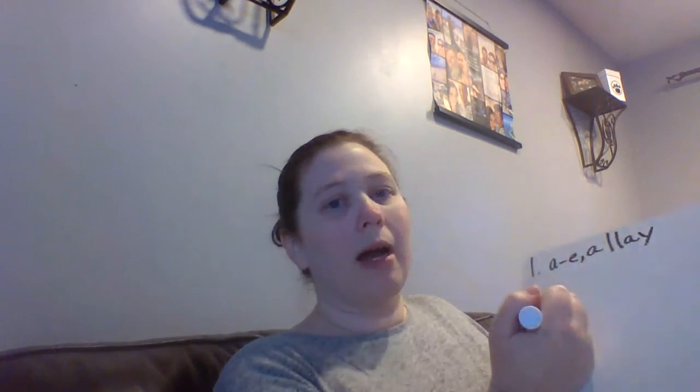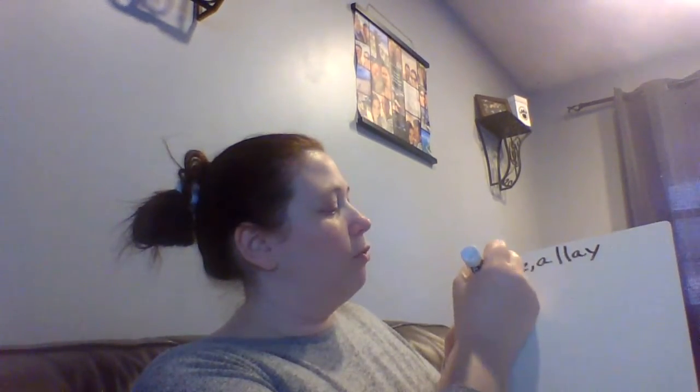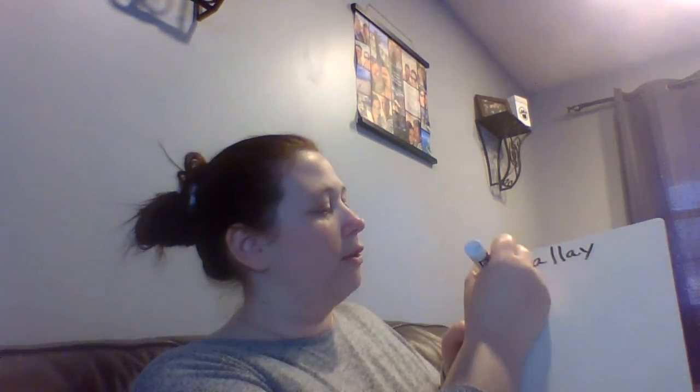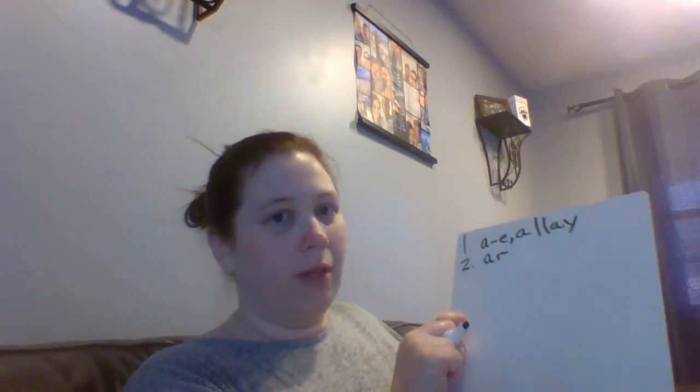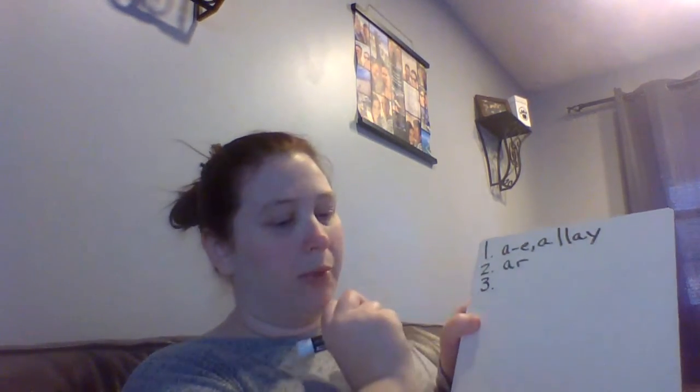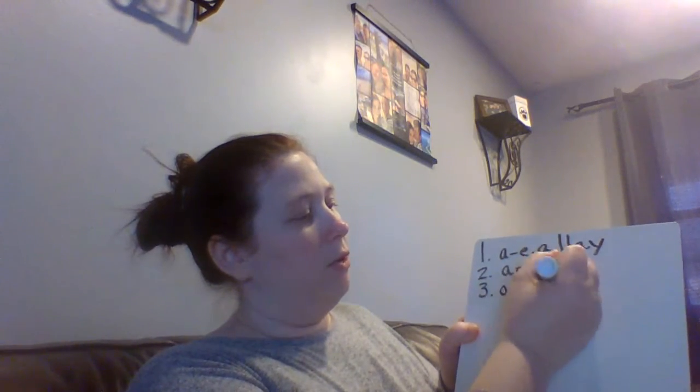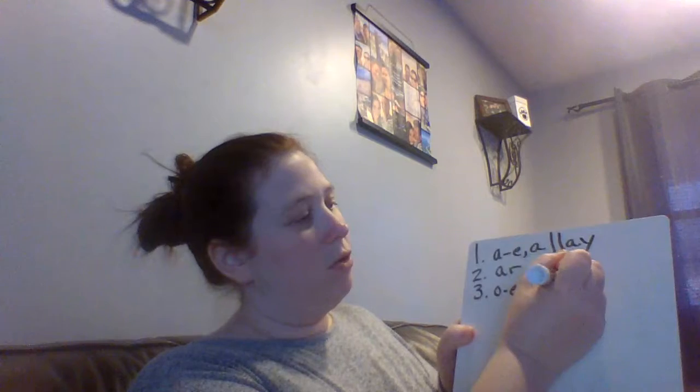Number 1 is A. So we make that by A consonant E, comma, A, or as a final sound, A, Y. Let me turn that a little for you. Number 2, R. That's just A, R. Number 3, O. O, consonant E, comma, O, or as a final sound, O, W.